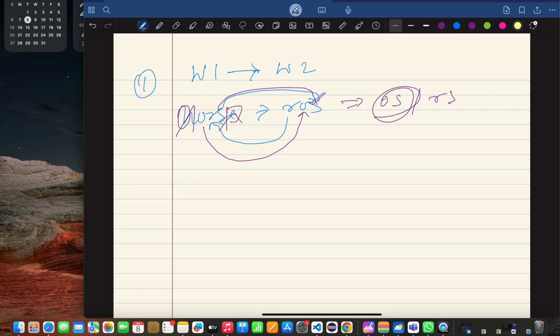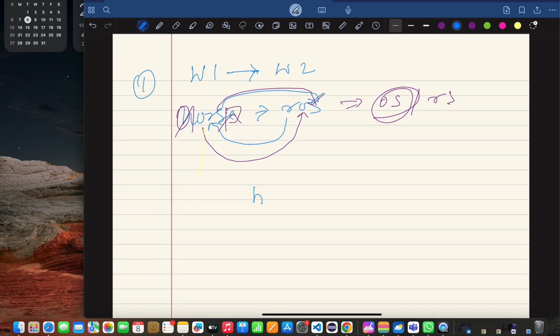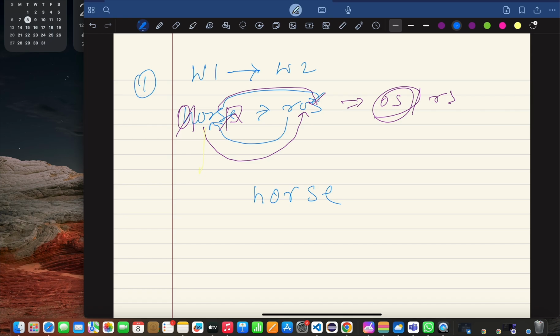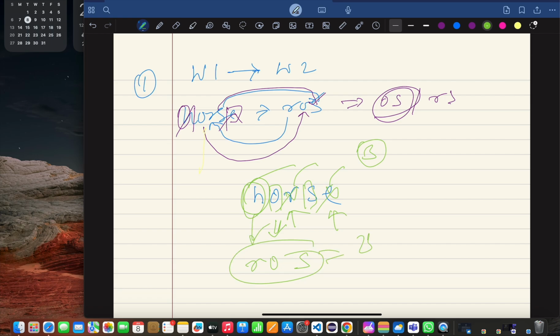We have HORSE, and we are taking only O and S, so we are removing the R, and we are removing this E, and we are changing this one. Then it will be ROS, because we deleted one and changed one. So there are 3 operations required, so the answer is 3.